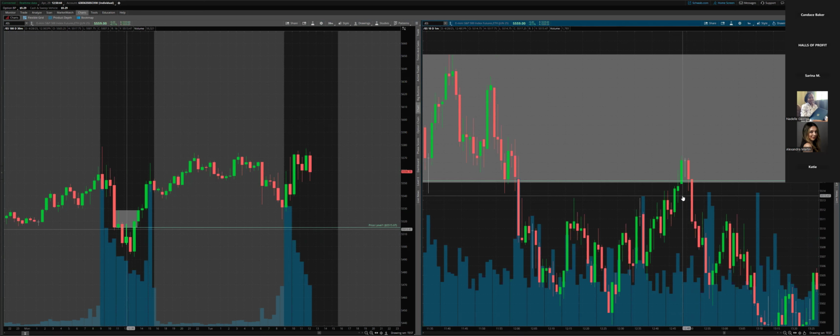Now, other people have other types of confirmation. So Nadell, she trades with Heiken Ashi candles and uses parts of those for her confirmation. Some people might trade with EMAs or VWAP or something like that, indicators, and they use theirs for confirmation. But this is all that I use.